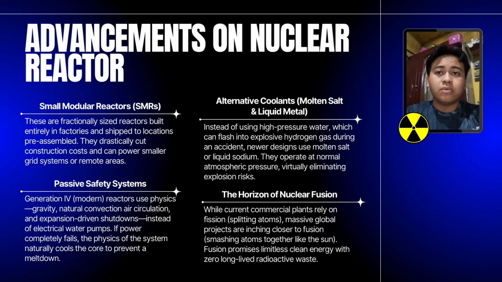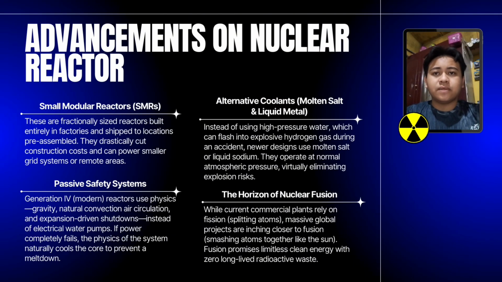Now, we're talking about advancements in nuclear reactors. The first one is small modular reactors (SMRs). These are fractionally sized reactors built entirely in factories and shipped to location pre-assembled. They drastically cut construction costs and can power smaller grid systems or remote areas.